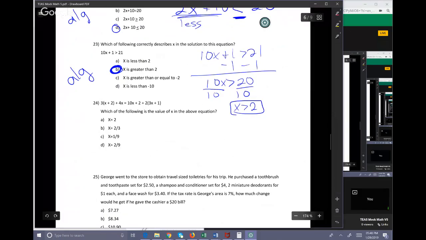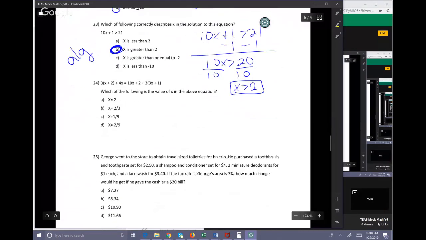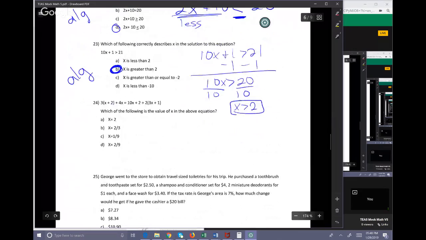24 is, again, lots of steps and complications, and it's a crazy problem of lots of distributing and combining and moving and solving and all of that. You should come out with D, which is 2/9.